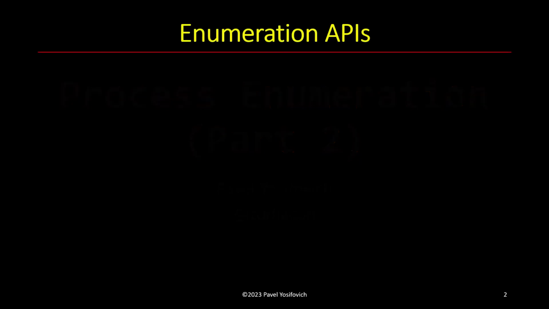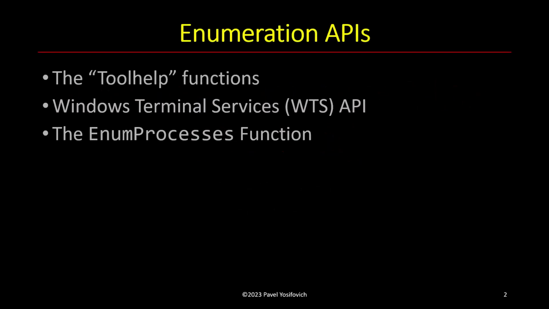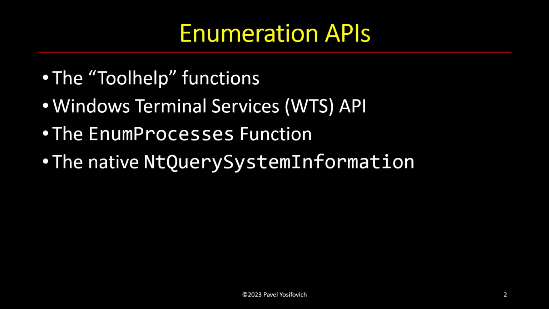In the first part, we've seen various enumeration APIs provided by the Windows API. We've seen the tool help functions, the Windows Terminal Services API, and the bare minimum EnumProcesses API. Then there's another option, at least one, using the function NtQuerySystemInformation, which is only partially documented, being part of the Windows native API. That's the API implemented by NTDLL.